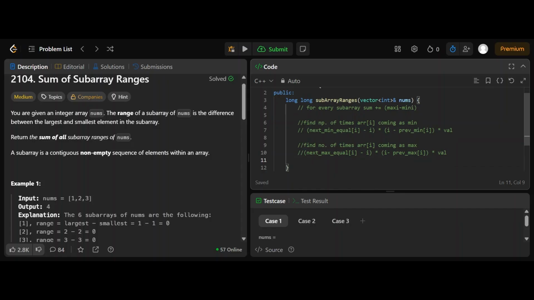So now you have the number of times it is coming as maximum and as minimum, multiplied also with the value. Let's say this is A and this is B. What you have to do is sum plus equal to B minus A. Simple. I hope you can do that.